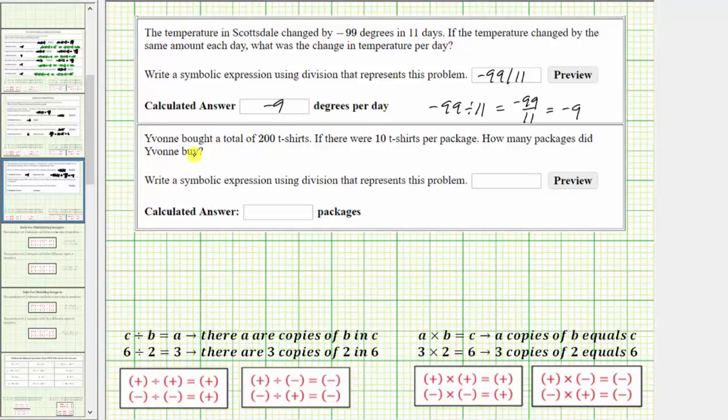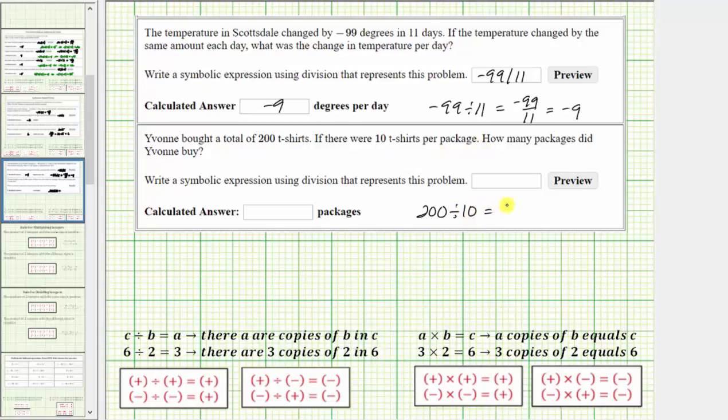For the last example, Yvonne bought a total of 200 t-shirts. If there were 10 t-shirts per package, how many packages did Yvonne buy? To answer the question, we need to determine how many tens, or how many copies of tens there are in 200, and therefore the quotient is 200 divided by 10. Again, this quotient will tell us how many tens there are in 200. Each 10 represents 1 package of t-shirts.